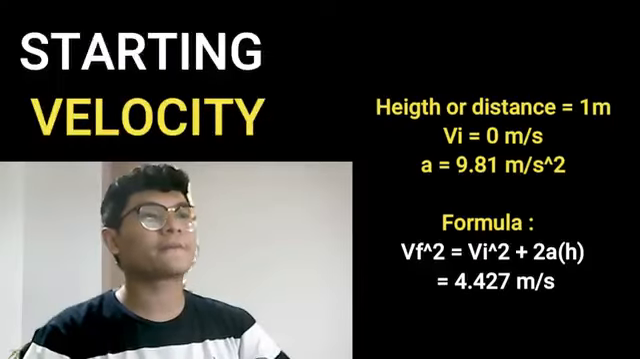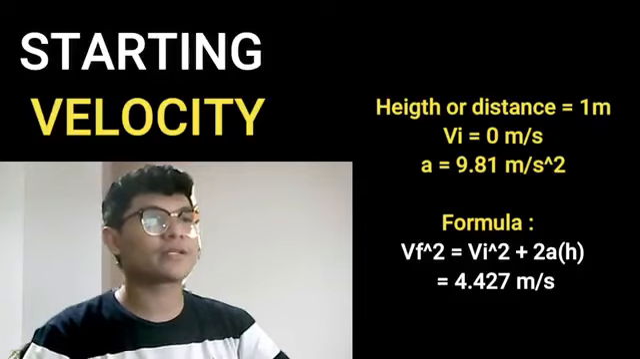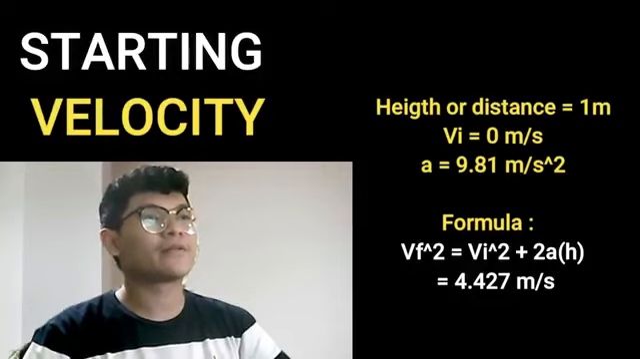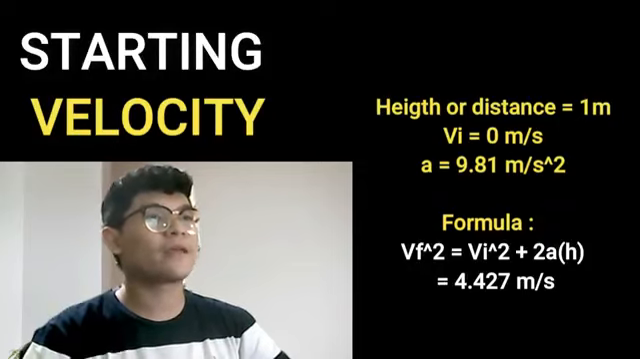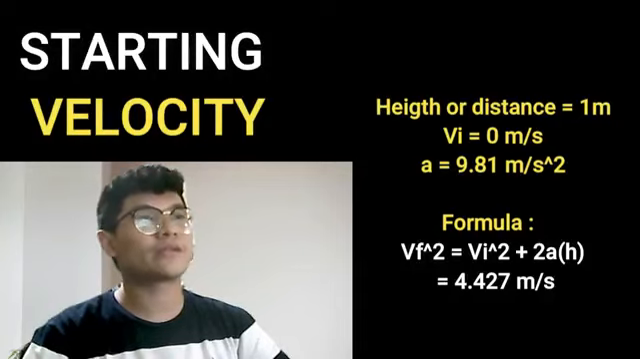For starting velocity, this calculation just needs to be calculated once because the distance, acceleration, and velocities are the same for all cases. For the given, we got distance equals 1 meter, initial velocity equals 0 meter per second, acceleration due to gravity equals 9.81 meter per second squared, and for the formula, we got final velocity squared equals initial velocity squared plus 2 multiplied by acceleration multiplied by distance.